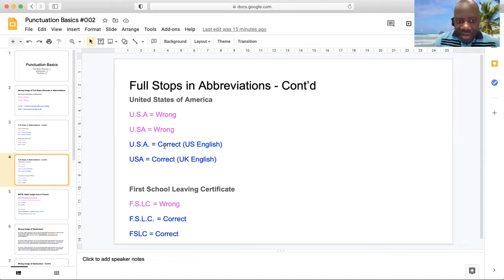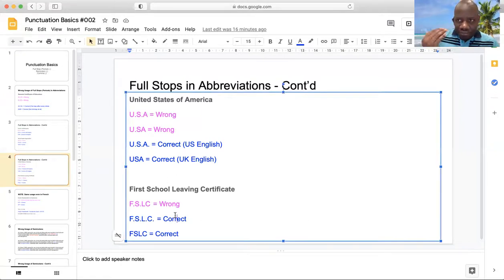Either you follow the American style, because Americans would say U dot S dot, or U.S.A, and all of that, they have dots, that is full stop, period, after U, after S and after A, and this is correct. Or if you want to go the UK English or British English way, then you write USA, all capitals, but no full stop, no period in between them.